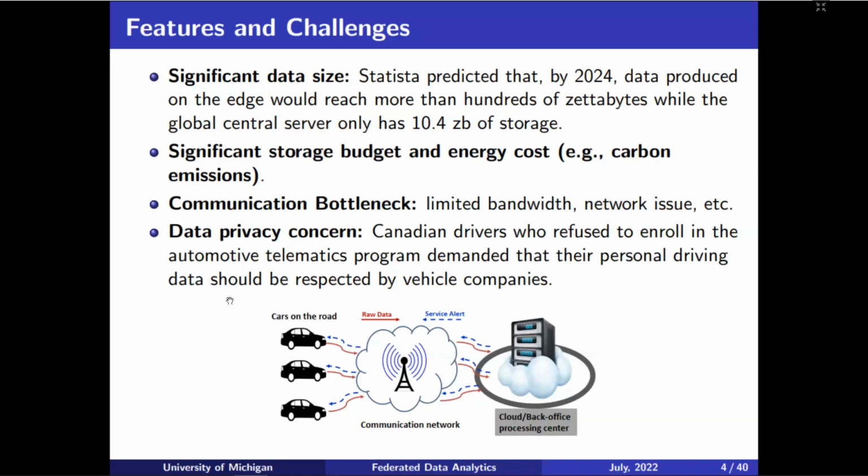And finally, there's also a data privacy concern. In fact, based on a report from Canada, many Canadian drivers who refuse to enroll in the automobile telematics program demanded that their personal driving data, such as their driving habits, should be respected by the vehicle companies. And they should have their own ability to control what data should be collected and what data should be shared with the central server. All those things impose a huge challenge on the traditional IoT-enabled system.